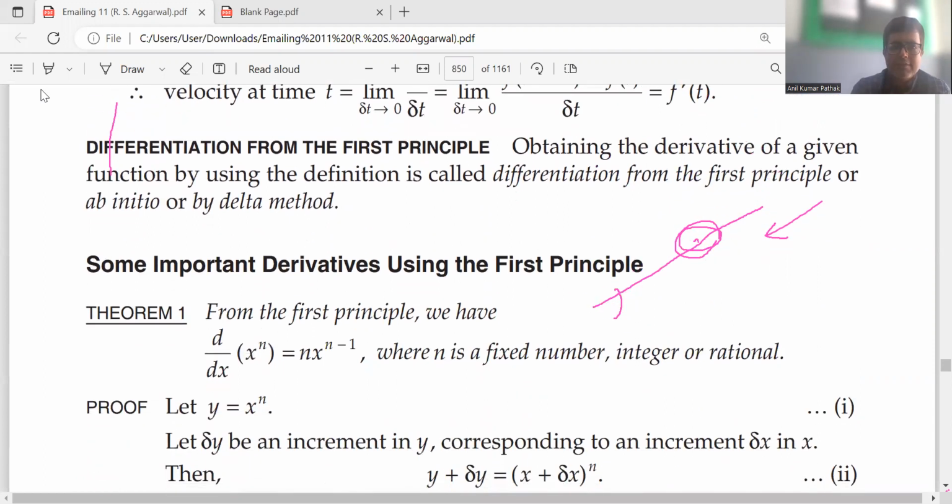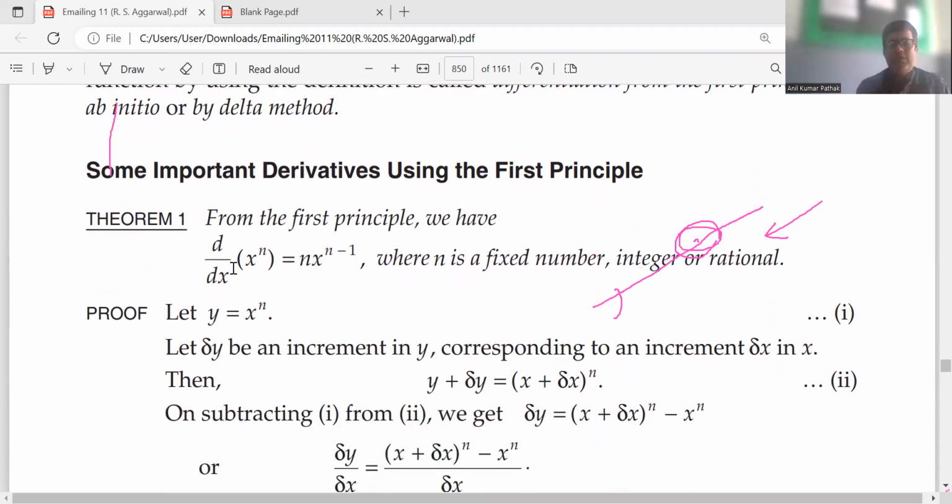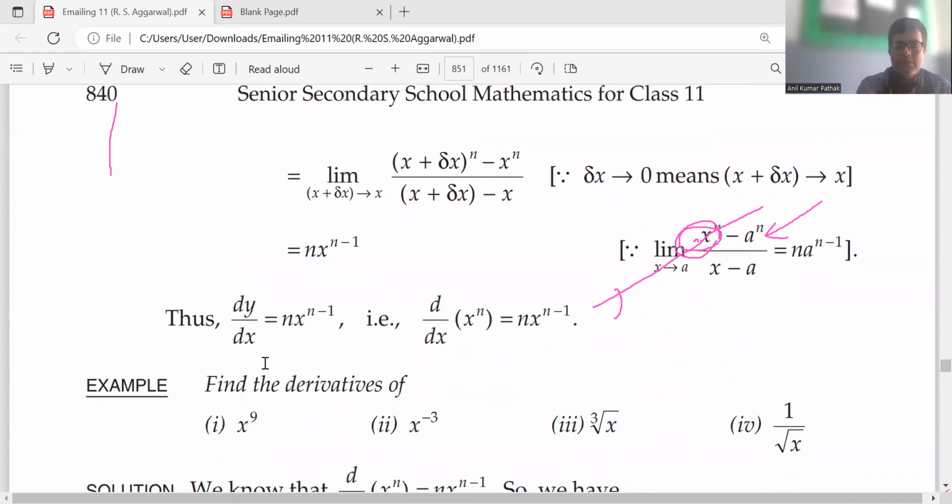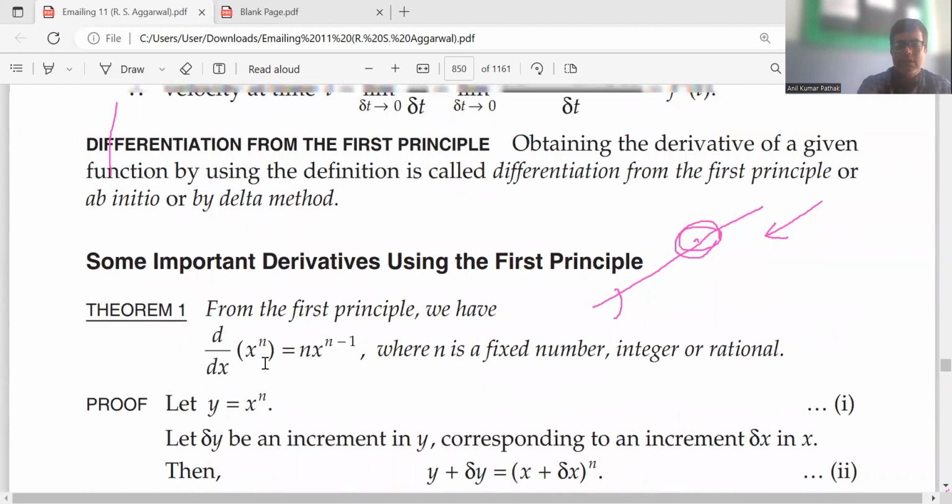So now we go here for differentiation from the first principle. If you go for differentiation from first principle, in the starting we just take the first example as x to the power n, and we go for that differentiation only. So what do we do in this situation? We just write, let y is equal to x to the power n.